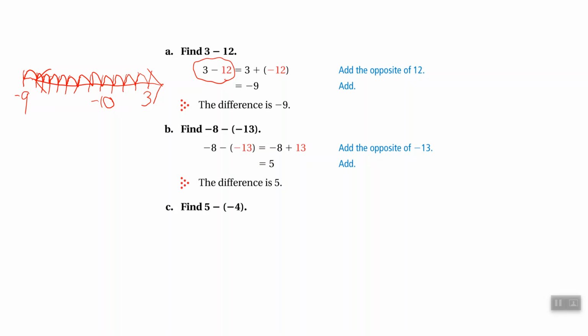All right, one more here. 5 minus negative 4. 5 minus negative 4 is equal to 5 plus 4. So when we're solving 5 minus negative 4, we can think of it as adding the opposite of negative 4, which is positive 4. And we get 9.